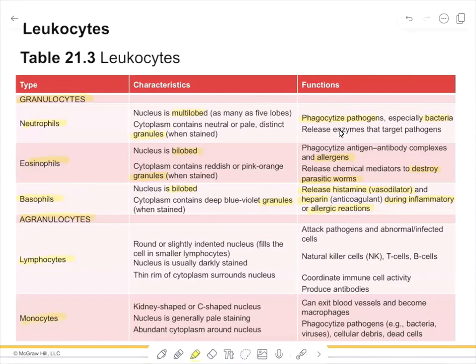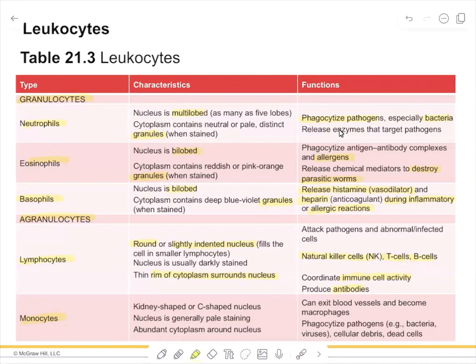The agranulocytes, the two agranulocytes, are lymphocytes and monocytes. The lymphocyte is going to have a round or slightly indented nucleus, which fills up almost the entire cell. So it's only a rim of cytoplasm that surrounds the nucleus. Its main job is that it's responsible for immune cell activity and producing antibodies. Specifically, it plays the role of either becoming natural killer cells, T cells, or B cells. And T cell is an abbreviation for T lymphocyte, and B cell for B lymphocyte. It means the same thing.